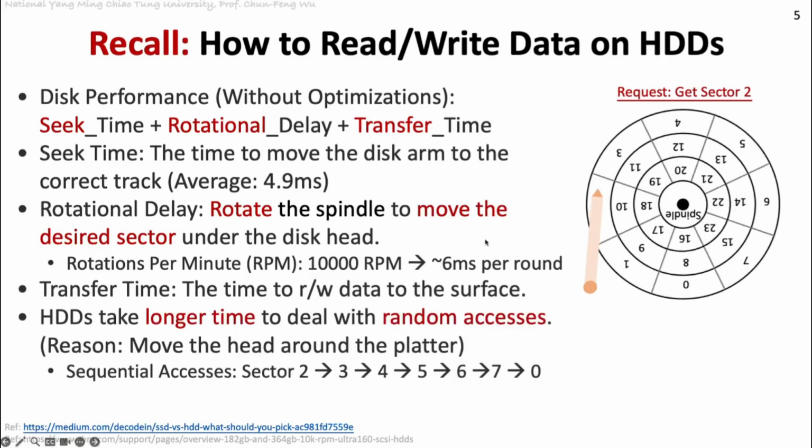We also talked about random access and sequential access. The key thing about seek time is that if you frequently move from inner to outer and outer to inner, it takes time. And also, if the data is not aligned with the rotation direction, it also takes time. So sequential access always has good performance for the hard disk drive, but if it is random, it takes longer.